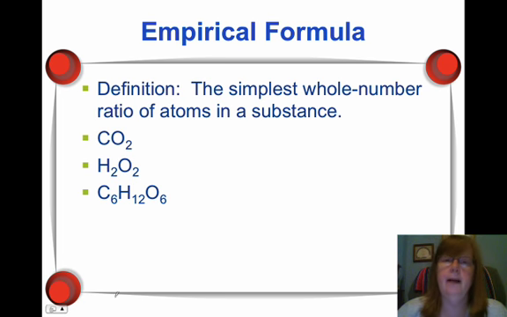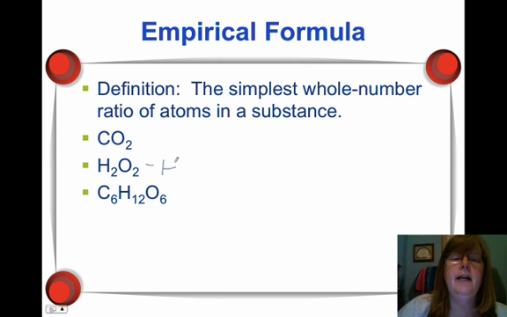The next compound is hydrogen peroxide, H2O2. That is not the simplest whole number ratio of the atoms in hydrogen peroxide. This can be simplified, so its empirical formula is simply just HO.